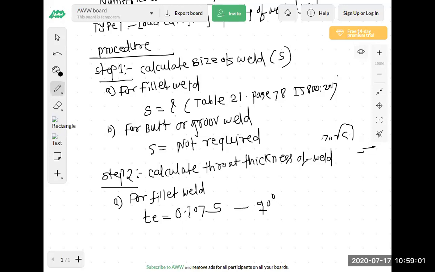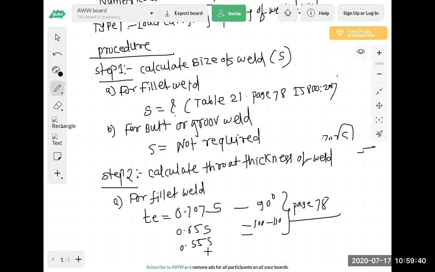But if your angle increases above 90, then the formulas are 0.65 S, 0.55 S. So that table also I have given. And that table also is again on page number 78. So those who have IS code, go to page 78 for this table. For the throat thickness, these formulas are given: 0.707 S for 90 degree, 60 to 90 degree 0.65 is written. Likewise, they have given.